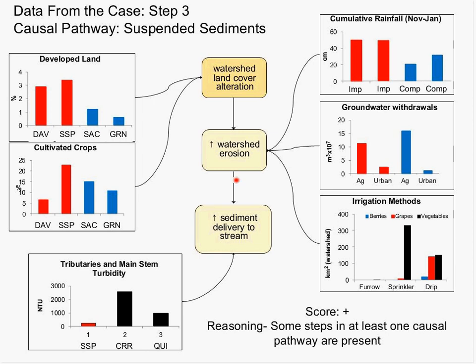For the next box, if I increase watershed erosion, I would expect to see an increase in the amount of sediments delivered to a stream. So, did we see data that actually supports that assumption? Yes, indeed, the tributaries flowing into the main stem of the Salinas River have a higher turbidity and therefore could be a source. Because there is evidence that points towards each one of these boxes, we would score this as a plus, meaning that we actually have some information to support this causal pathway.